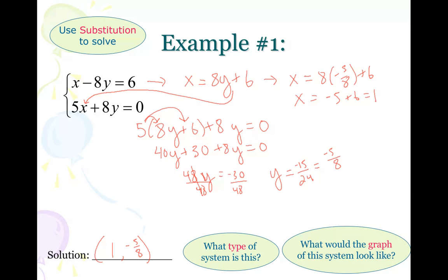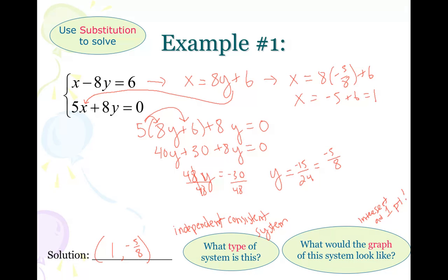So what type of system is this? Independent, consistent system, right? Get yourself in the habit of doing that. What would the graphs look like? They would intersect at one point.